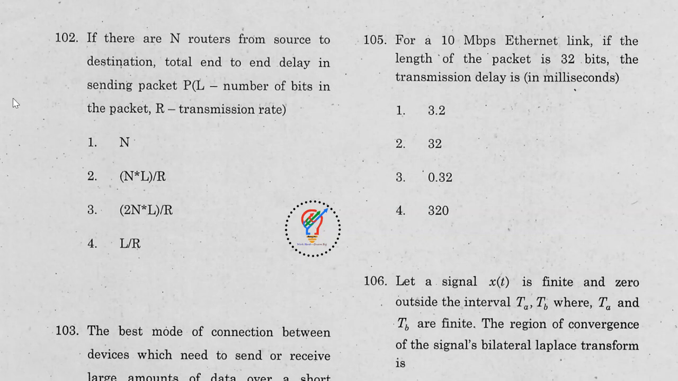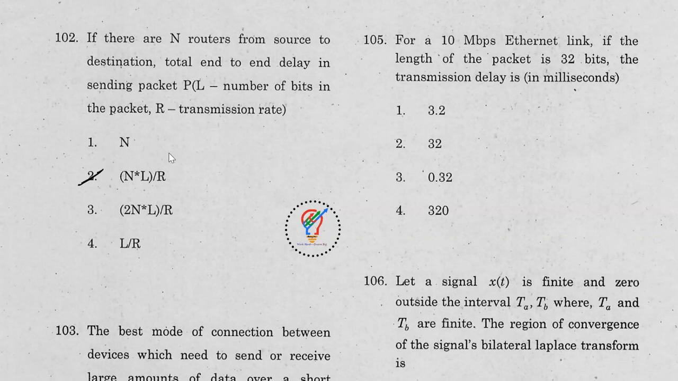The question number is 102. If there are N routes from the source to the destination, what is the total end-to-end delay in sending a packet? L is the number of bits in the packet and R is the transmission line rate. So the answer will be option 2, N into L by R. Option 2 is the right answer for this question.